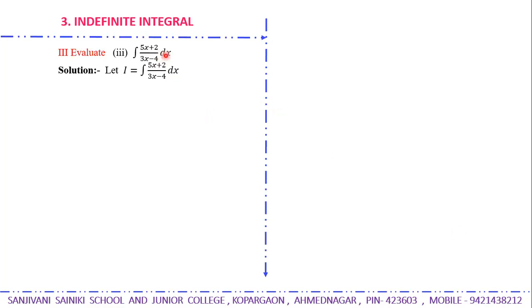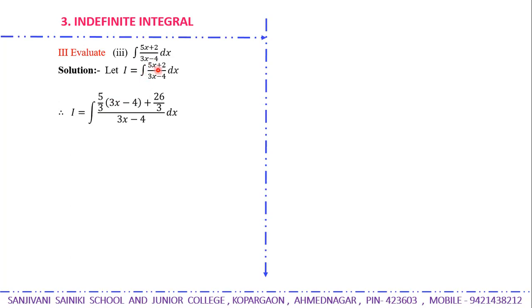The next example is evaluate 5x plus 2 upon 3x minus 4. So I is equal to the integral of 5x plus 3 upon 3x minus 4. Again, we have to adjust this denominator in the numerator. Here the coefficient is 5 and we want 3. So first of all we will adjust this 3 only here. How? By multiplying and dividing by 3 only. So here I get 5 upon 3 into 3x.